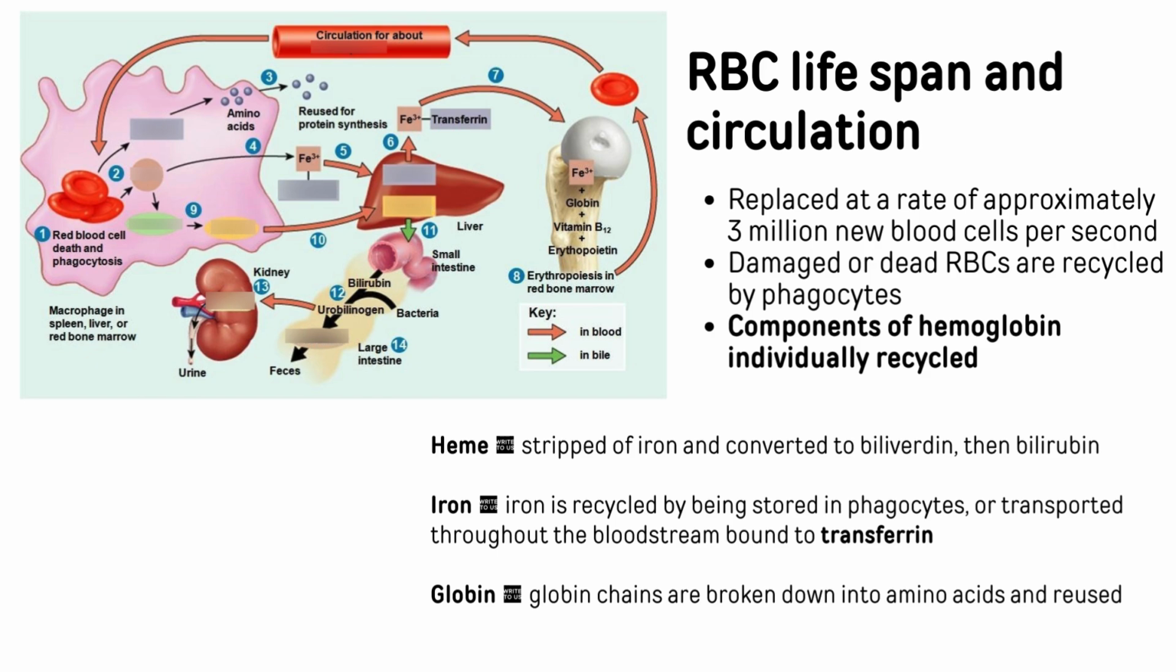And then they have to be broken down, and some of their components can't just be released into the body. So heme, when stripped of iron, still has to be converted into biliverdin and bilirubin, and it will actually exit the body. Iron has to be recycled, stored, or transferred using special globulins. And globin, the protein chains, are broken down and can be reused because they're just amino acid subunits.